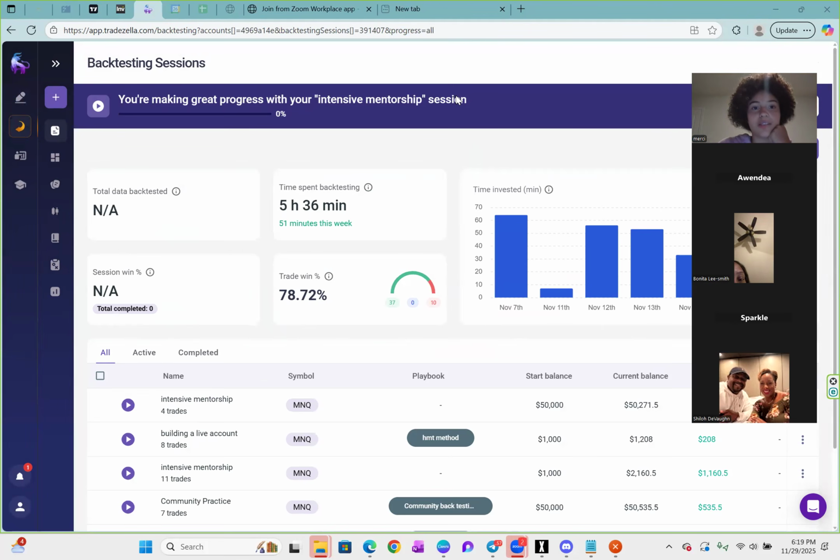All right, so let's see. What do we have? Somebody said two prop firms. Okay. Somebody said a 50K, 100K. And I'm asking because we have to pick an account size for this backtesting session. So I'm trying to get a range of what more people are doing.